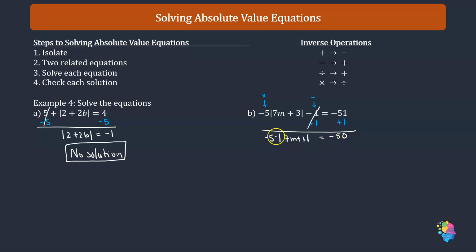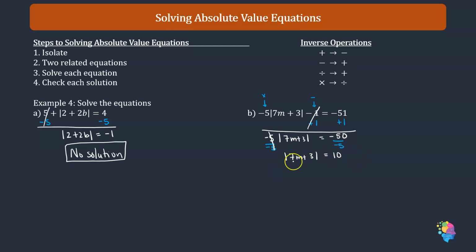We still need to remove this multiplication by -5, and hopefully it will turn this one into a positive so that we can create the two equations. So let's divide both sides by -5. And this gets eliminated, leaving us with the absolute value of 7m plus 3 is equal to, look at that, -50 divided by -5 will be +10.